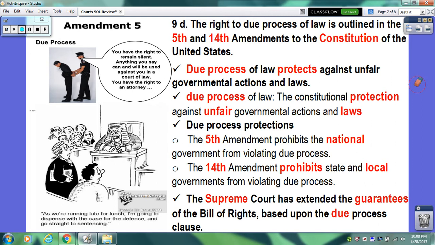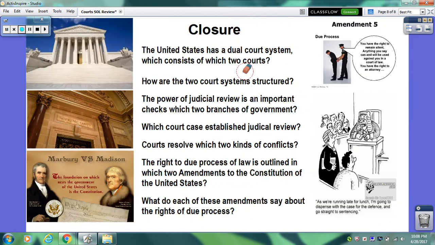So just a few questions to wrap up here. If I was there with you, I would actually ask you all these questions, but just to make sure we all got our main points down. The United States has a dual court system, which consists of which two courts? We have state and federal. So how are the two court systems structured? Well, they're structured in the following way.